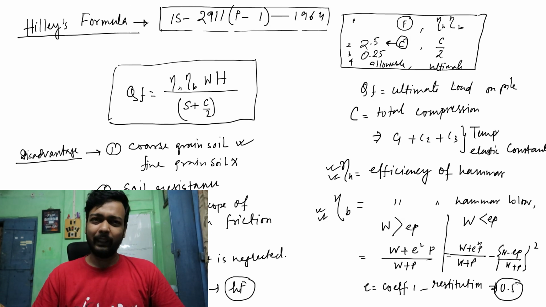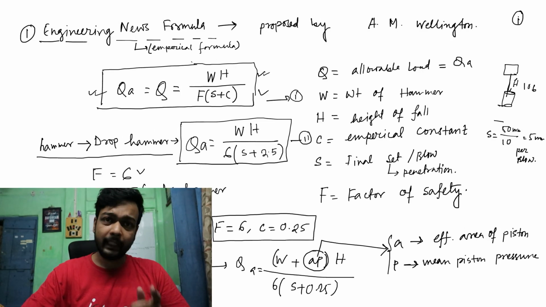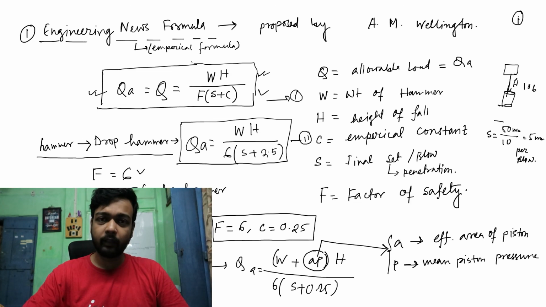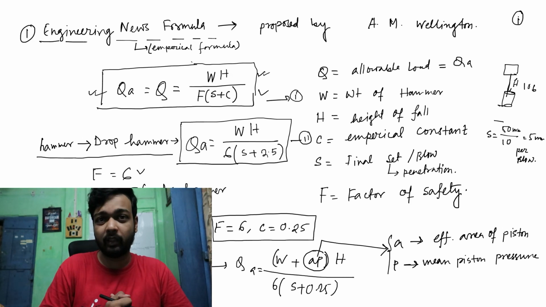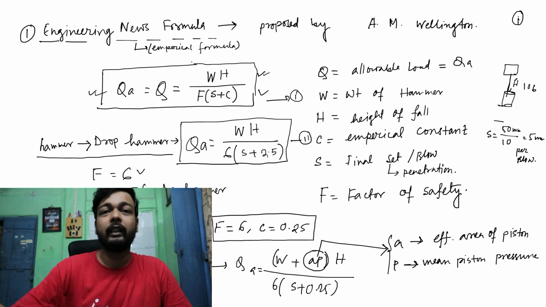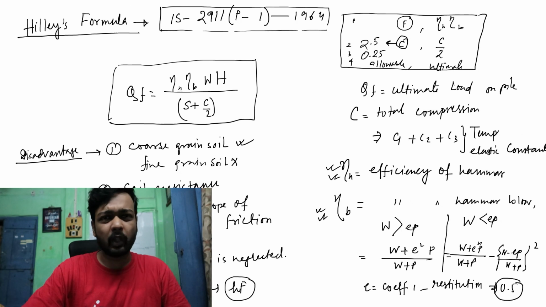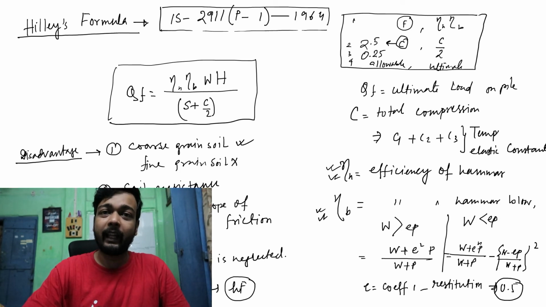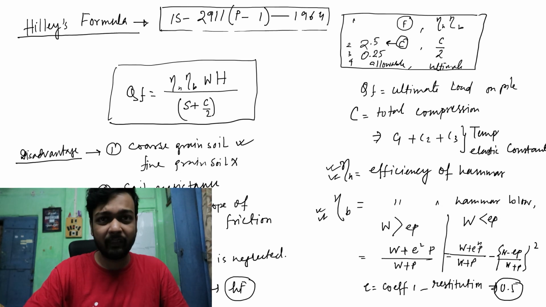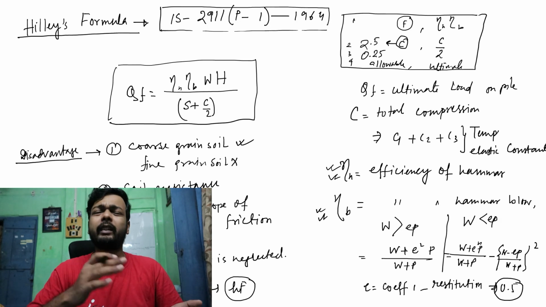That is why we'll do the next process in the next video. So in this video, I talked about the dynamic formula. In the dynamic formula, I discussed the Engineer's formula, and what the final outcome will be if the type of hammer is changed. Then we talked about Hiley's formula. There are lots of constants, but I showed you how to find all these constants. In the meantime, I discussed the difference between the Engineer's formula and Hiley's formula, as well as the disadvantages of these formulas.